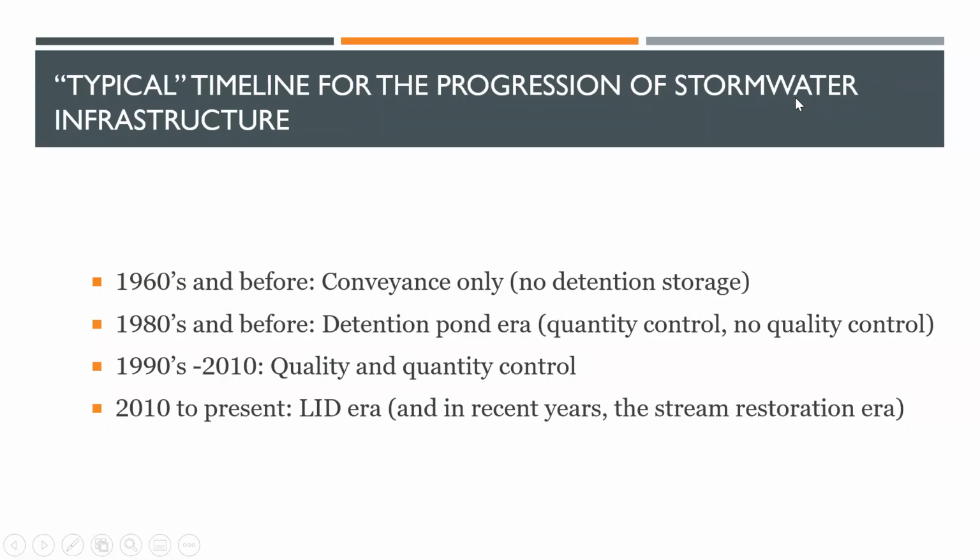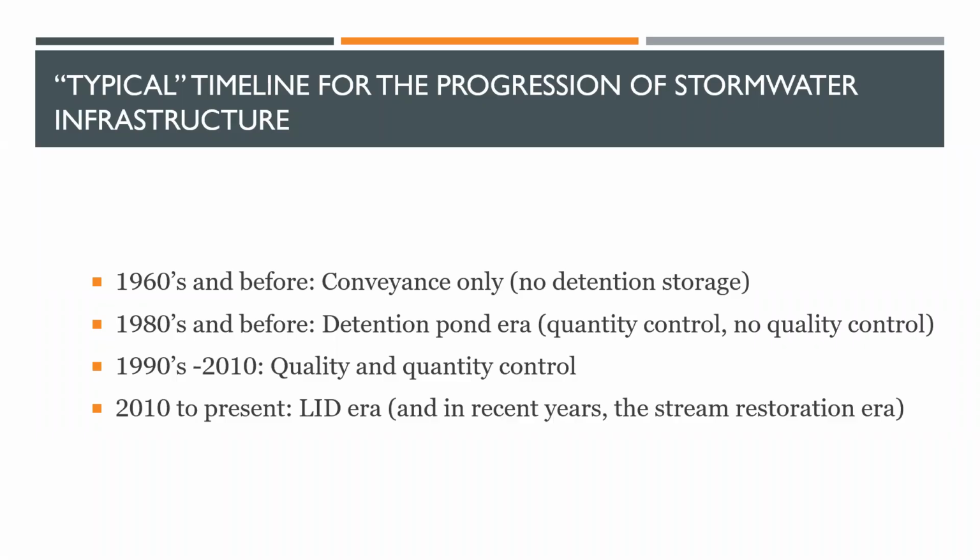Also related to age is just the typical timeline of the progression of stormwater infrastructure. So this is really important when you're thinking about prioritizing where you need to go back and look at potential vulnerabilities in your systems. Looking back to the 1960s and earlier, most of our neighborhoods built in that era were conveyance only. There wasn't really much in the way of detention or storage. We were just moving the water out of the streets and transportation areas and away from buildings as quickly and efficiently as possible. Moving into the 1980s, we get into that pond era.